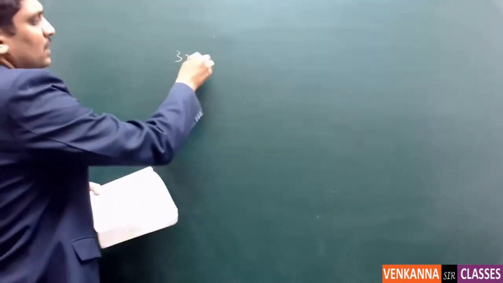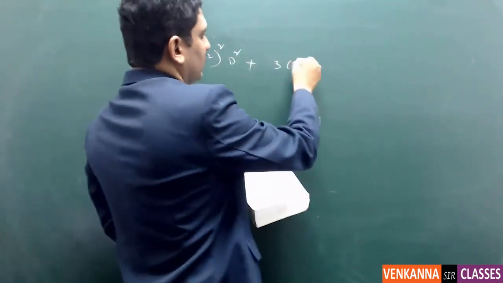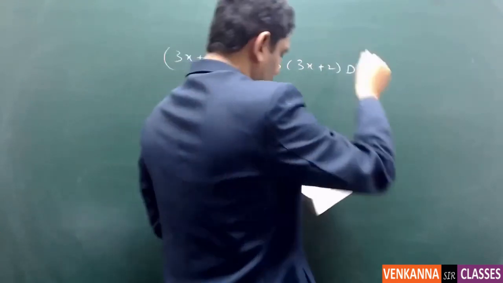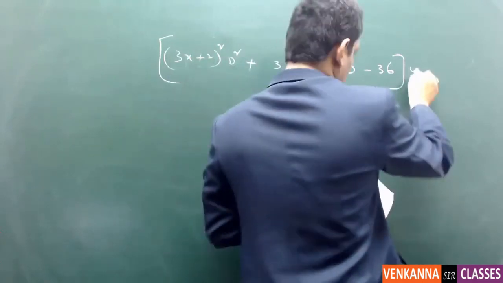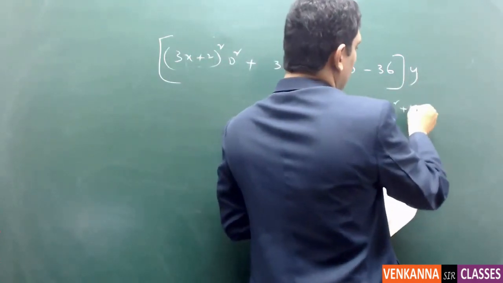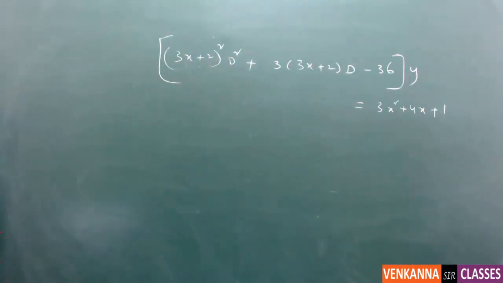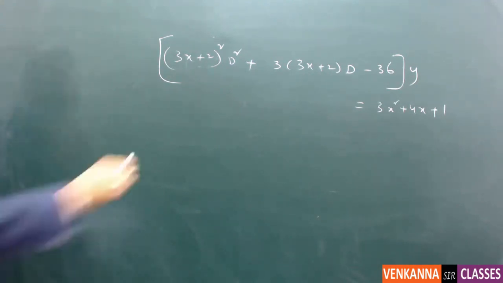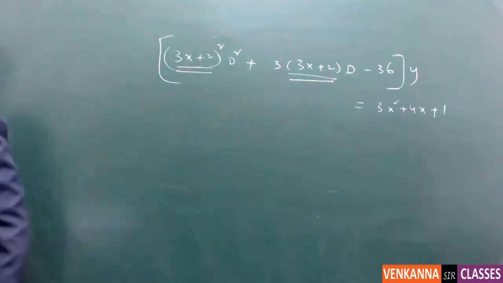So please note down the problem: x plus 2 whole square of d square plus 3 into 3x plus 2 into d minus 36 of y is equal to 3x square plus 4x plus 1. Now see, on observing this, we can say that it is the problem based on Legendre's equation, because the linear polynomial is there. 3x plus 2, 3x plus 2.